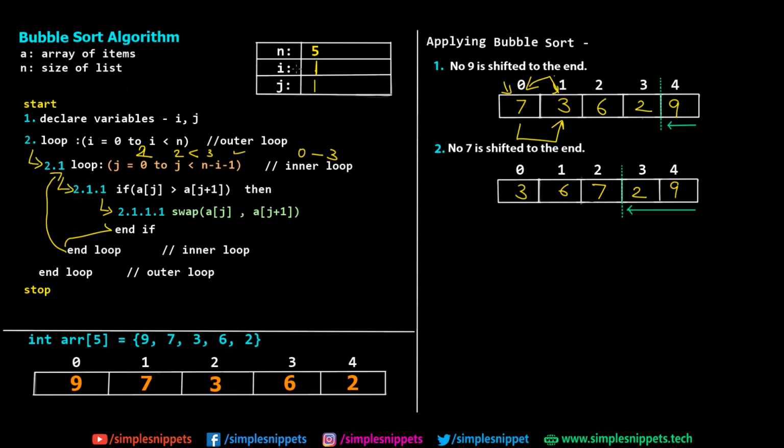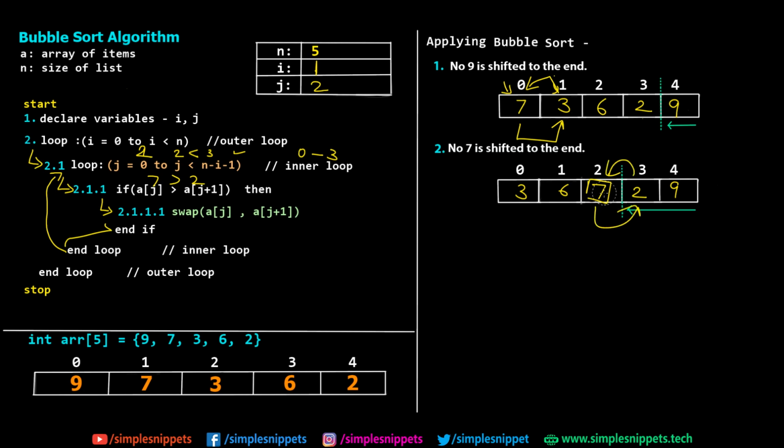Now j has become 2, right? Let's change it over here also. Now a of j is a of 2, which is again 7 over here. Is 7 greater than a of j plus 1? What is j plus 1? 2 plus 1 is 3. So a of 3 is 2. Is 7 greater than 2? Yes. So again swap 7 and 2.